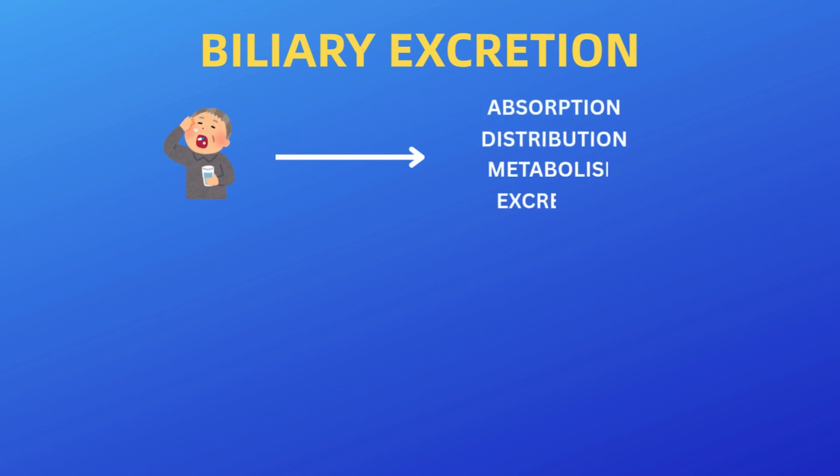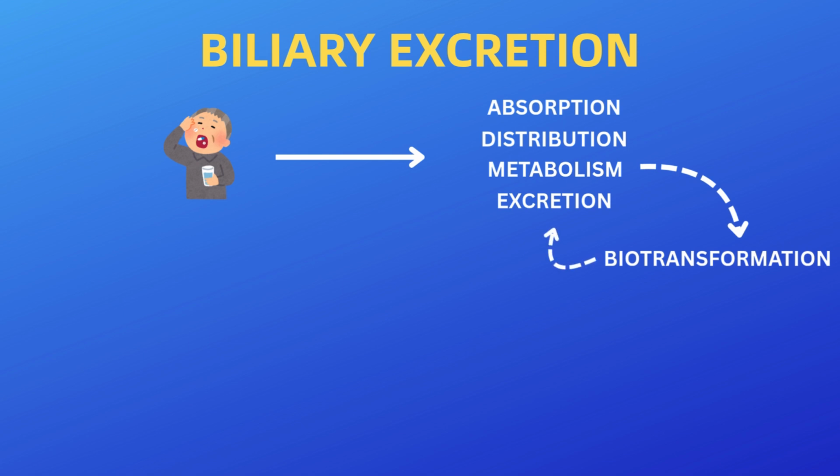Normal process. Generally, when you take a drug, it undergoes several phases like absorption, distribution, metabolism, and excretion, right? But at the end of the metabolism, most drugs undergo biotransformation where they are converted into conjugated or non-conjugated forms to make them safe for elimination. This whole process occurs inside the liver, right?